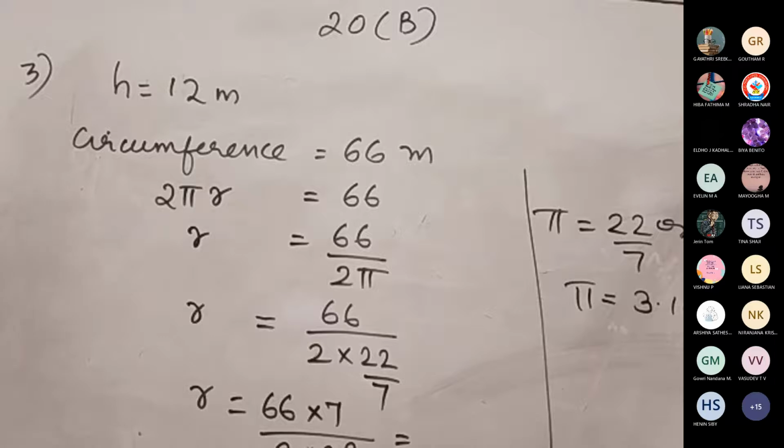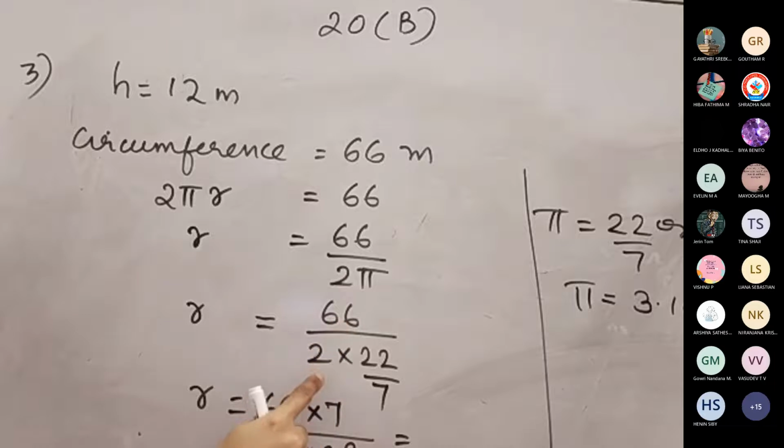Exercise 20B. The circumference of the base of a 12-meter high conical tent is 66 meter. Find the volume of the air contained in it. So h is equal to 12 meter. Circumference is equal to 66 meter. Circumference of the circle is 2 pi r, so 2 pi r is equal to 66. Therefore, r is equal to 66 divided by 2 pi.